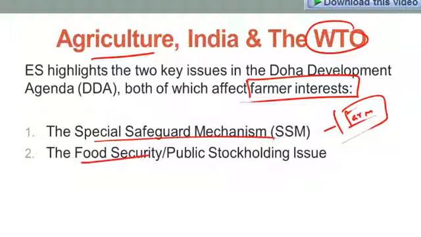Second is the food security or public stockholding issue. What is food security? We have to be able to provide food for the poor of the country who are not able to get it through PDS, etc.